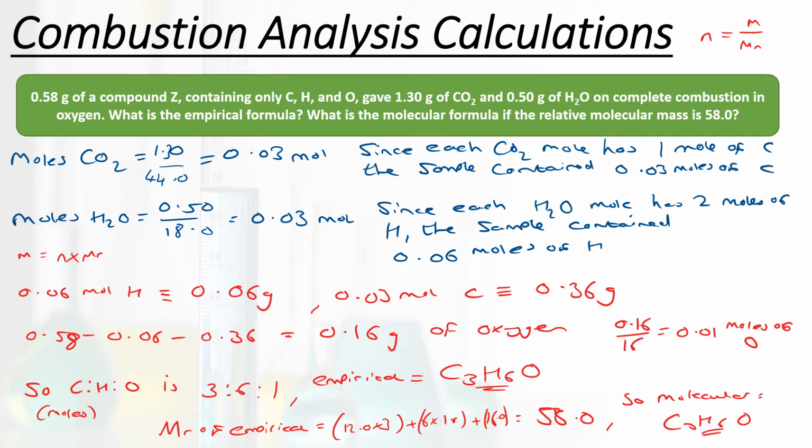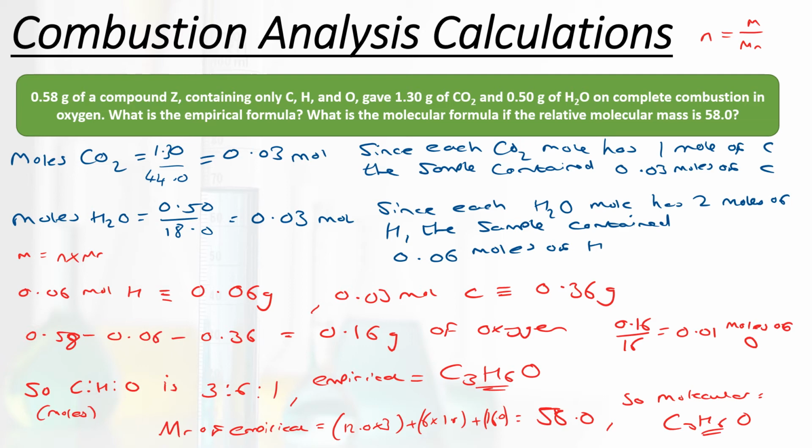Similarly for the water, the hydrogen has only ended up in the water, it hasn't gone into the carbon dioxide. But now you have to be careful because each mole of water, each mole of H2O, contains 2 moles of hydrogen. So the actual moles of hydrogen we had in our original sample is 2 times the 0.03, or 0.06 moles of hydrogen. So now we have the moles of carbon and we have the moles of hydrogen.